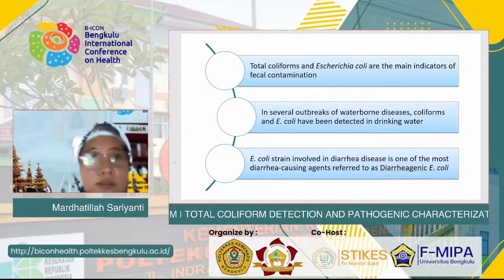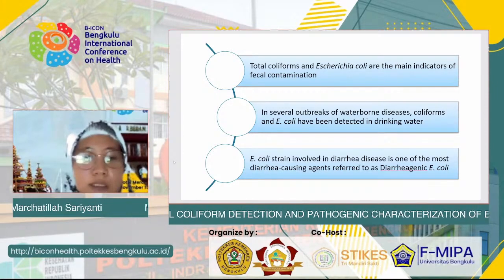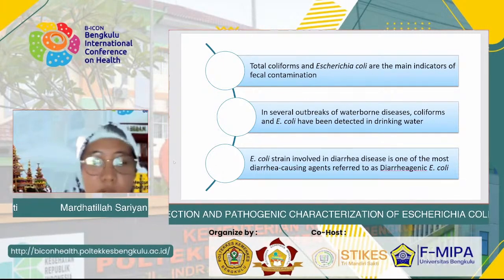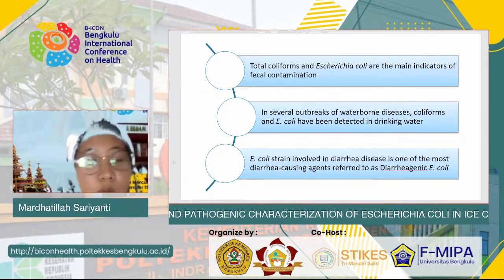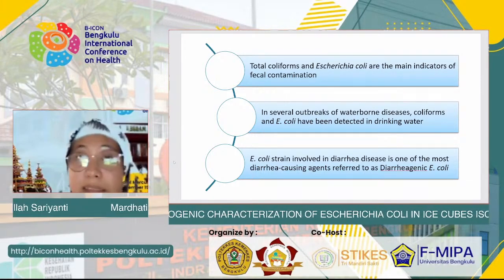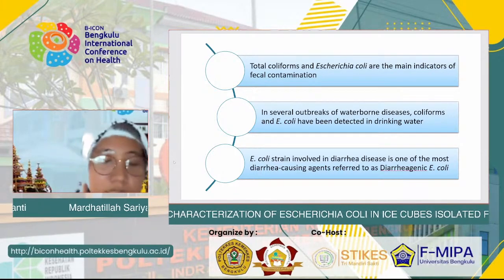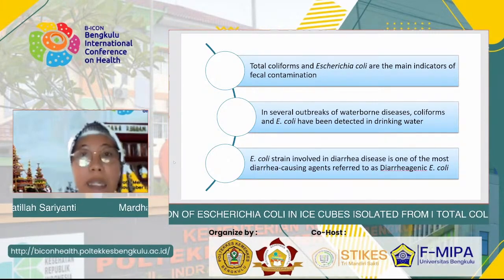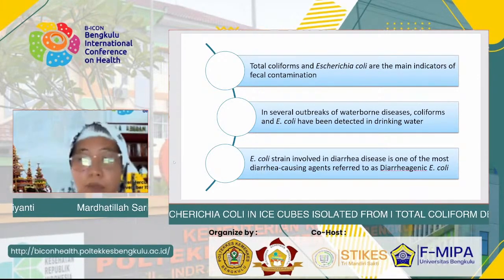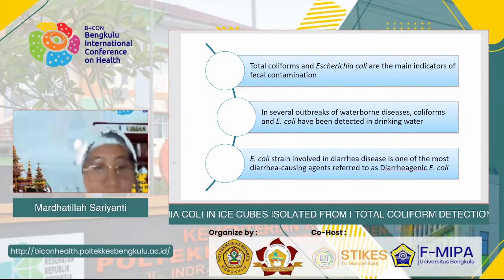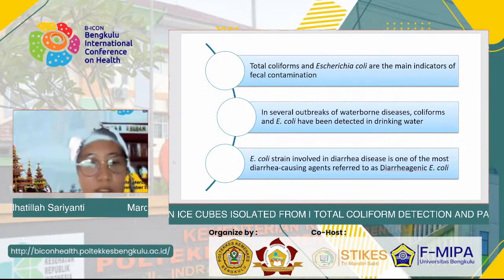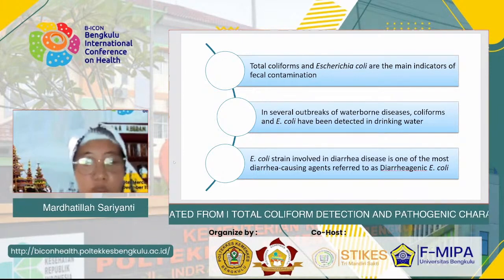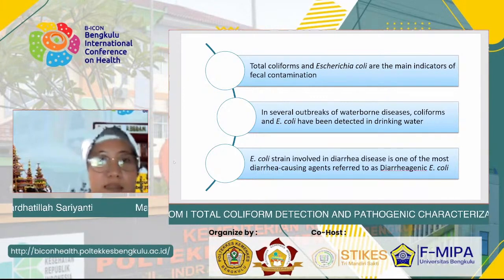Okay, so total coliform and E. coli are the main indicators of fecal contamination or the presence of enteric pathogens. In several outbreaks of waterborne disease, coliform and E. coli have been detected in drinking water. In addition, it is also associated with bacteria, viruses, or unknown agents, but a study showed 88% presence of coliform in water samples in the outbreak. The E. coli strain is also involved in diarrheal disease and is one of the most common causative agents, referred to as diarrheagenic E. coli. So the E. coli strain found in water is crucial to characterize. Next slide.